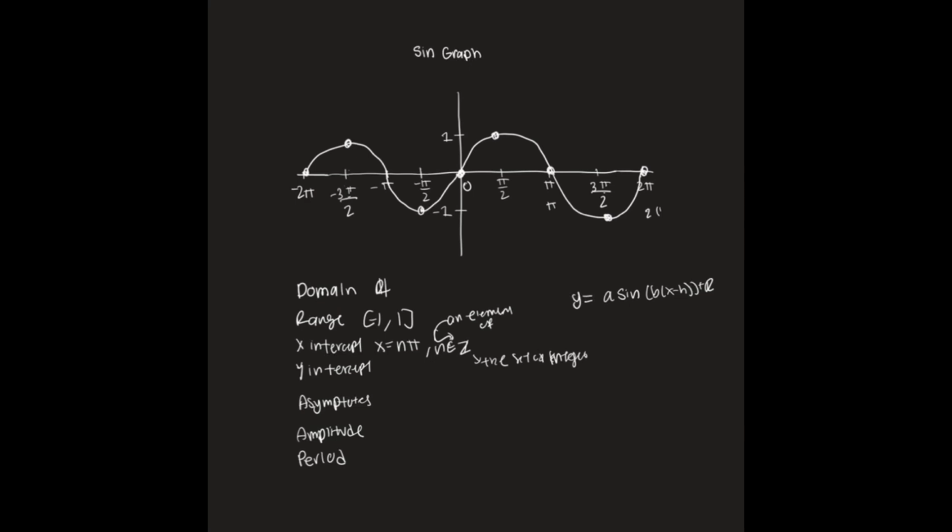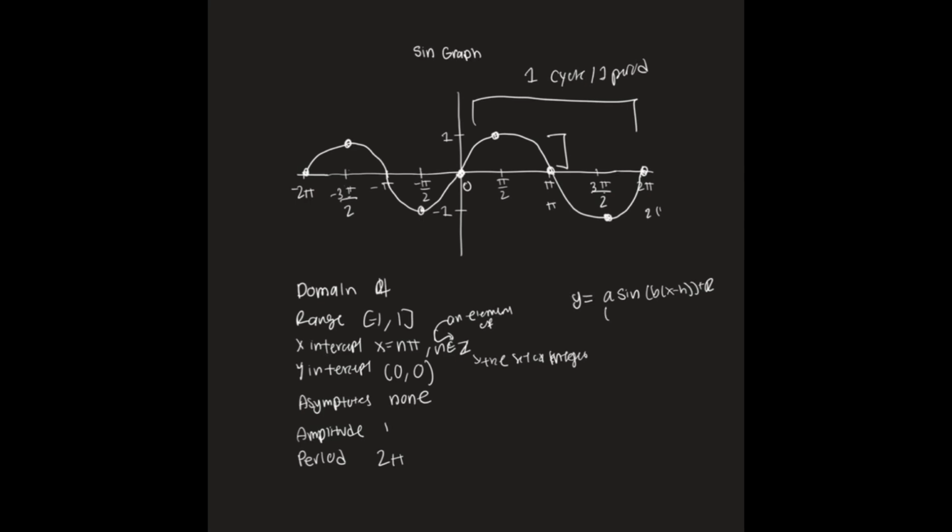Now looking at the y-intercept, it's at the origin 0, 0. There's no asymptotes, and there is an amplitude of 1, so that would be this part of the graph. And the period is 2 pi, because this whole portion of the graph is 1 cycle, or 1 period.